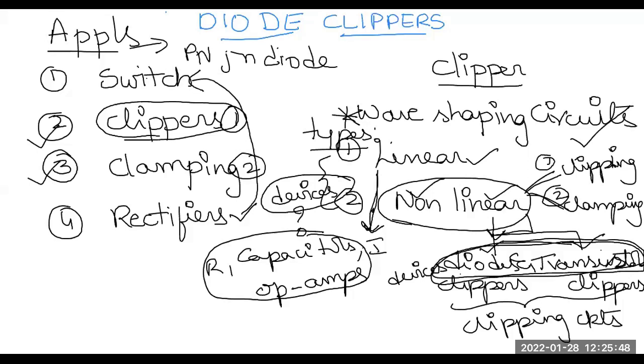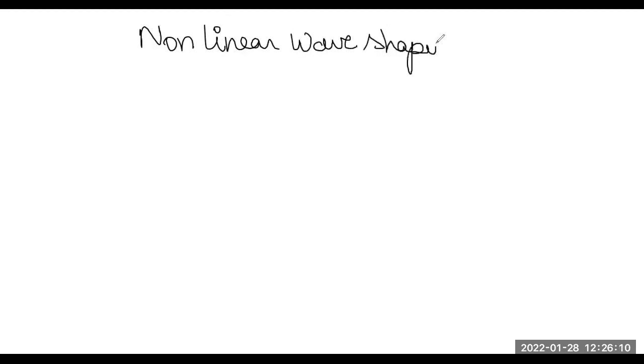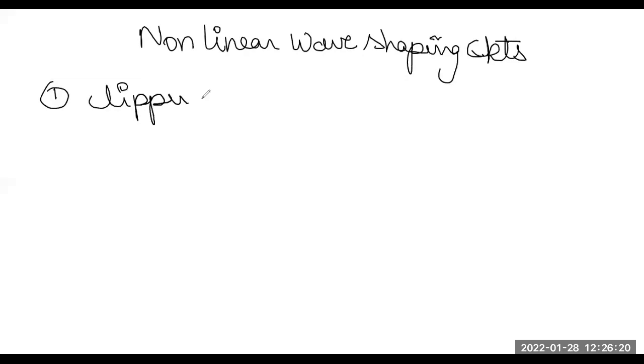Clear? Yes, ma'am. Okay. So now once this is clear, let us move into the different types of non-linear wave shaping circuits. What are the types of non-linear wave shaping circuits? Clipping and clamping. Yes, they are nothing but clipping and clamping circuits. The first one we have is clipping circuits, and the second one we have is clamping circuits.